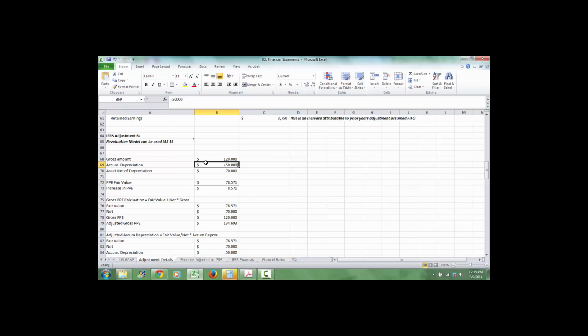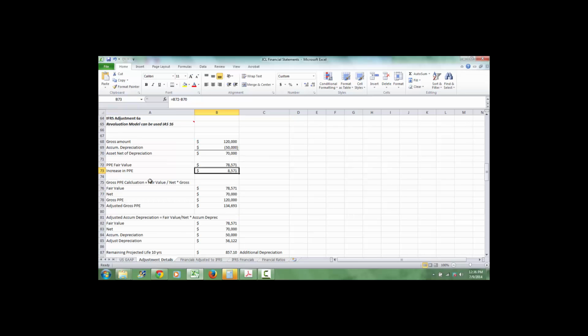So in this problem, they had gross assets of 120,000 in plant, property, and equipment. They had accumulated depreciation of 50 million. So they had net assets of $70 million. But the fair market value of the PP&E was $78,571,000. So that's an increase from historical cost to fair market value of $8,571,000. So they can choose on IFRS to recalculate gross and accumulated depreciation.